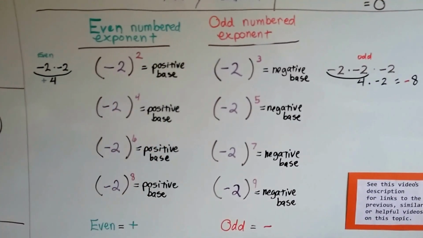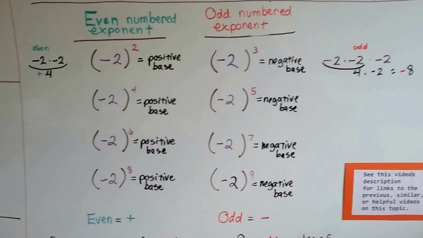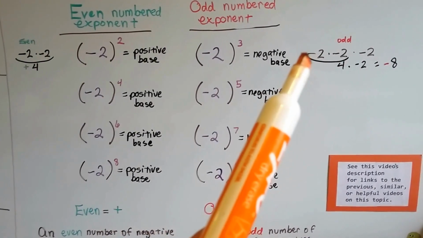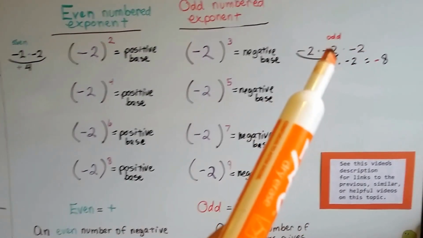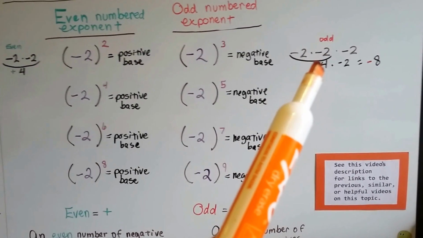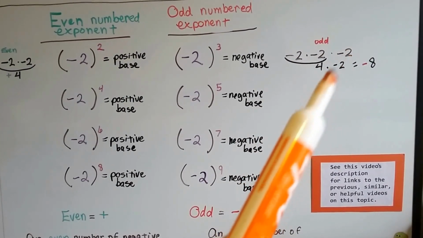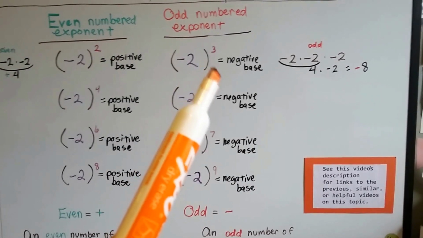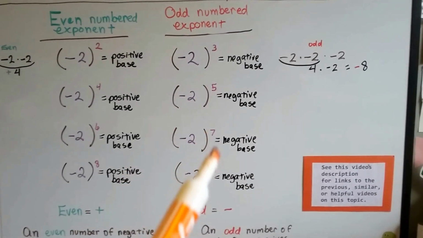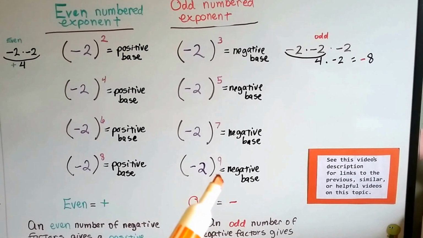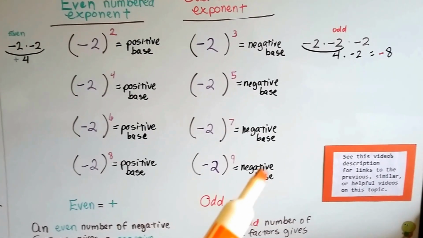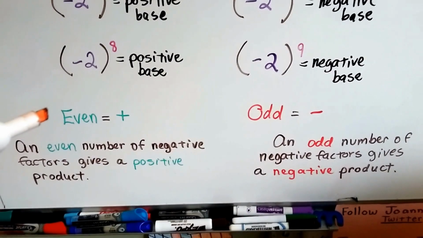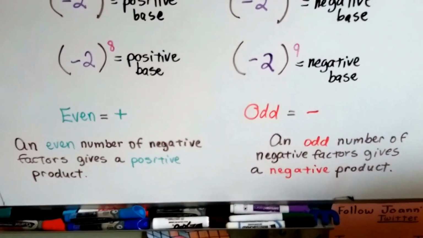But when we have an odd numbered exponent, like a 3, 5, 7, 9, a 1, you're going to have a negative base. -2 times -2 times -2, well, -2 and -2 make a +4, but if we multiply it by a third negative, we're going to have a negative number. So anytime you've got an odd numbered exponent, 3, 5, 7, 9, 11, 13, whatever, it's going to have a negative base, okay? So even equals positive, odd equals negative.